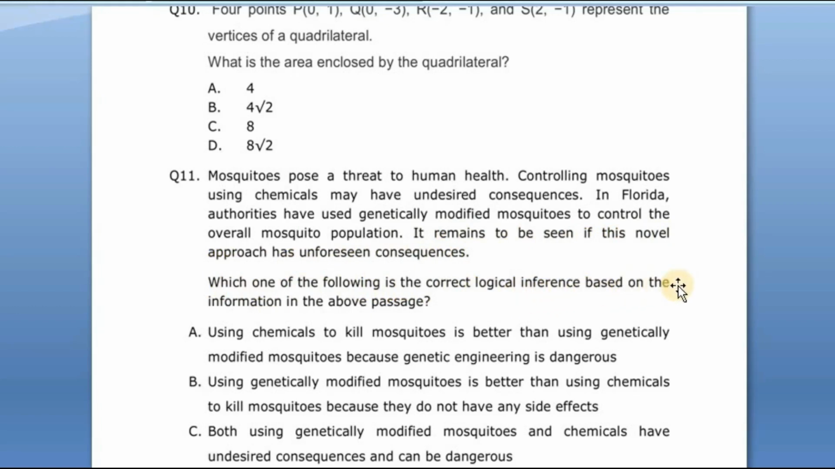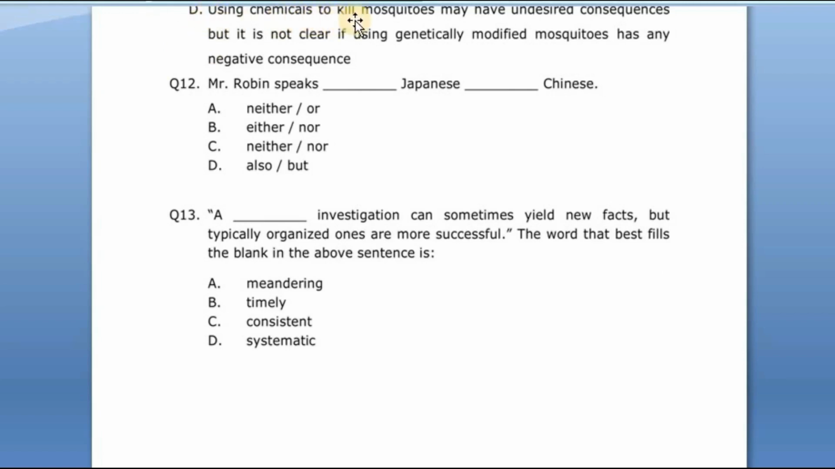Option A, using chemicals to kill mosquitoes is better than using genetically modified mosquitoes because genetic engineering is dangerous. Option B, using genetically modified mosquitoes is better than using chemicals to kill mosquitoes because they do not have any side effects. C, both using genetically modified mosquitoes and chemicals have undesired consequences and can be dangerous. And D, using chemicals to kill mosquitoes may have undesired consequences, but it is not clear if using genetically modified mosquitoes has any negative consequence.